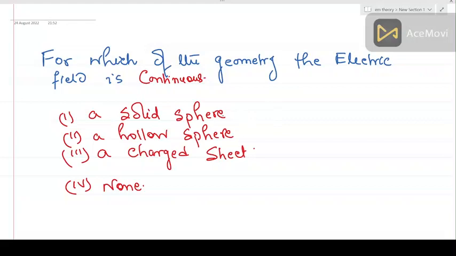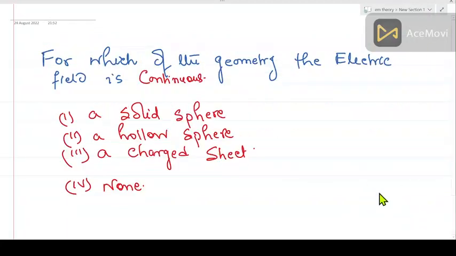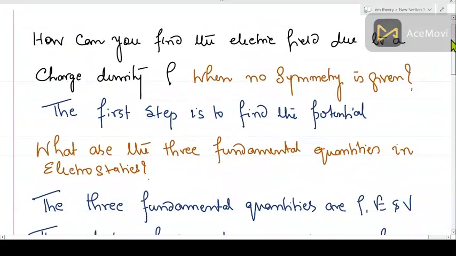Now to answer this question you have to understand a very basic concept in electromagnetic theory in case of the electromagnetic potentials. That important topic is boundary conditions and the uniqueness theorem. We will come to the uniqueness theorem later on. First we will study the boundary conditions. What are the boundary conditions?